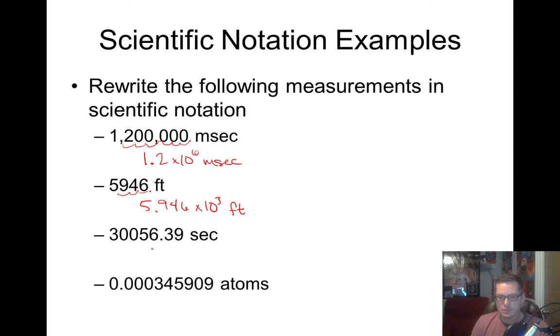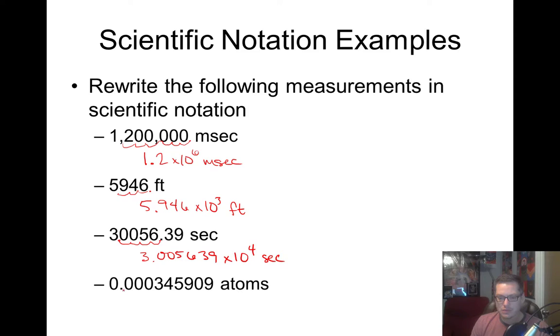Now we're going to do the same thing with our seconds here. We're going to take our decimal. We're going to move it until we get one number to the left. So this becomes 3.005639. So 1, 2, 3, 4 times 10 to the 4th seconds. Notice how I'm making sure I write in my units. That's important. It tells me what I measured. All right, and one more.